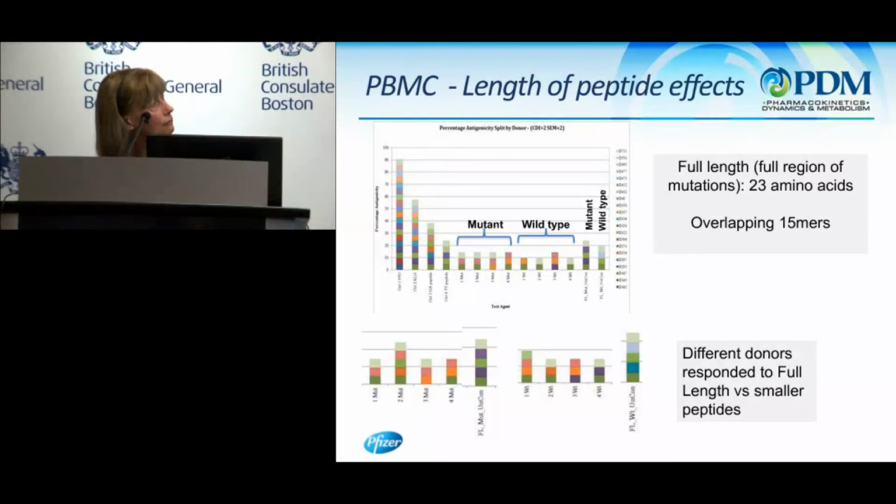Another thing we've seen for this particular analysis, again comparing the mutant and wild type, and this is a monoclonal antibody in which there were some modifications made, is that we wanted to look at both the full region in which those modifications were made, as well as some overlapping peptides from within the region. Our expectation was that the overlapping peptides would have similar responses, but would represent a subset of the responses that we saw from the full-length peptide. And in fact, we didn't see those results. What we saw was that some donors responded to the full-length peptide, and a different set of donors responded to the smaller peptides.